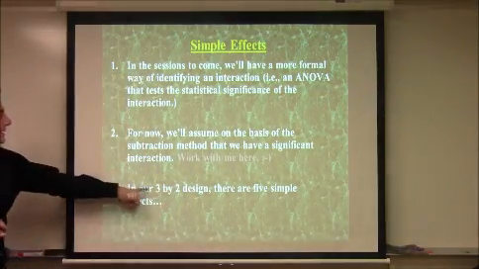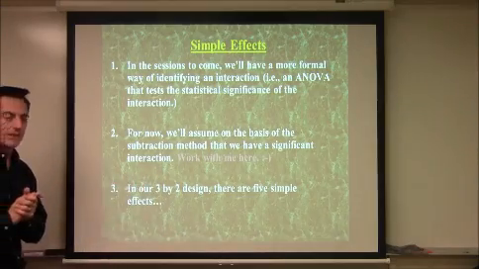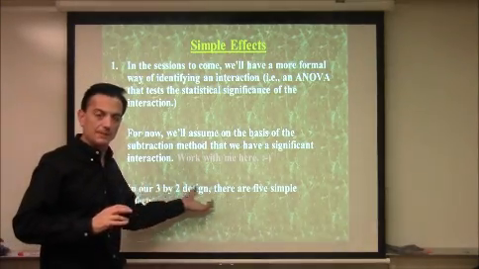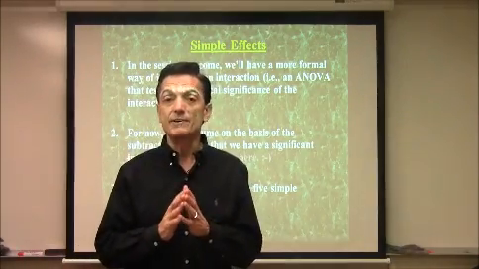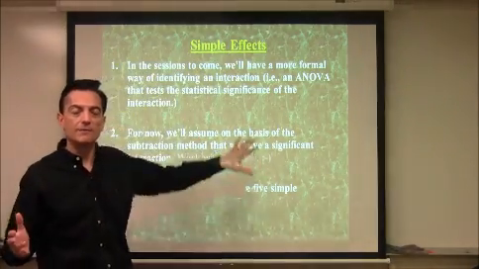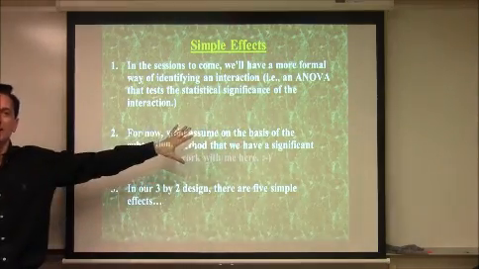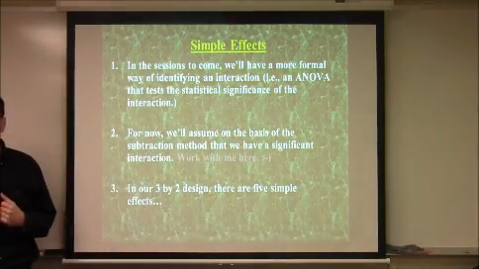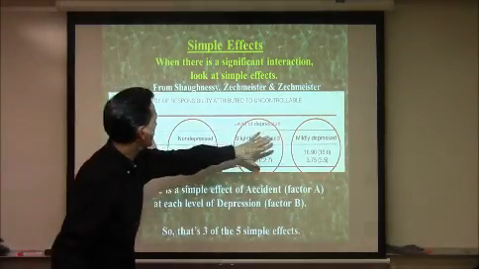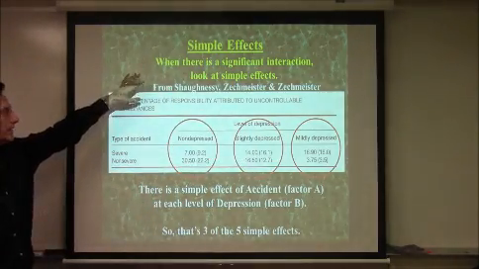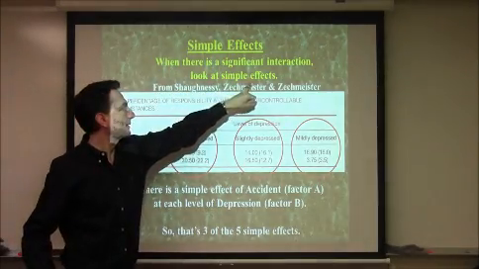Okay, so in our 3x2 design, we'll now see if we can look at these simple effects. And simple effects would typically be what we analyze once we've established that we do have a statistically significant interaction. And from our table a moment ago, using the subtraction method, it looked like plausibly we would have a significant interaction. So here's the same table. Okay? And when there is a significant interaction, we typically look at the simple effects.